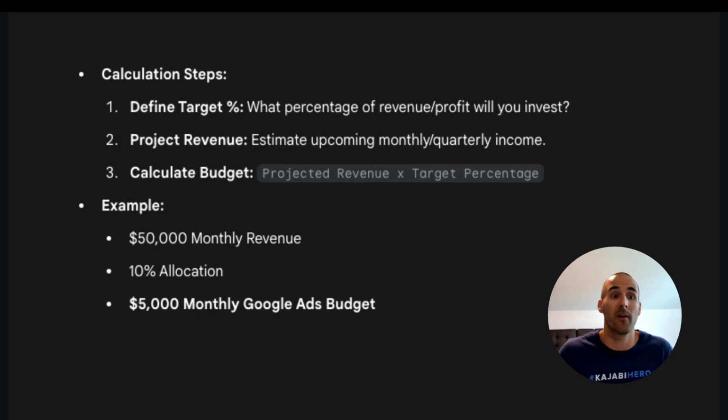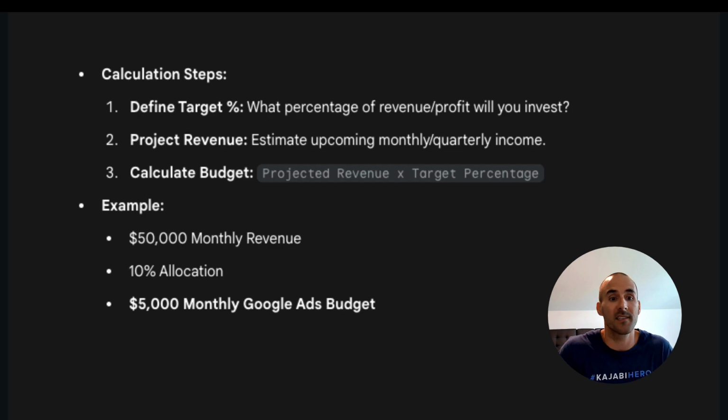And so here's how you do it. First, you need to define your target percentage. So what percentage of revenue are you willing to invest? Next, you use recent historical data and estimate your upcoming monthly or quarterly income. And then you simply take that projected revenue and you multiply that by your target percentage.